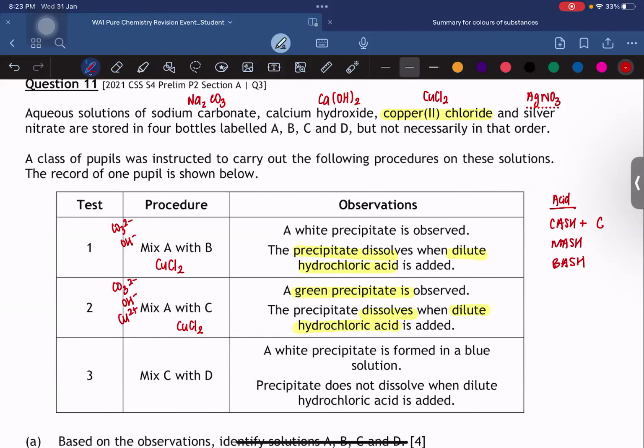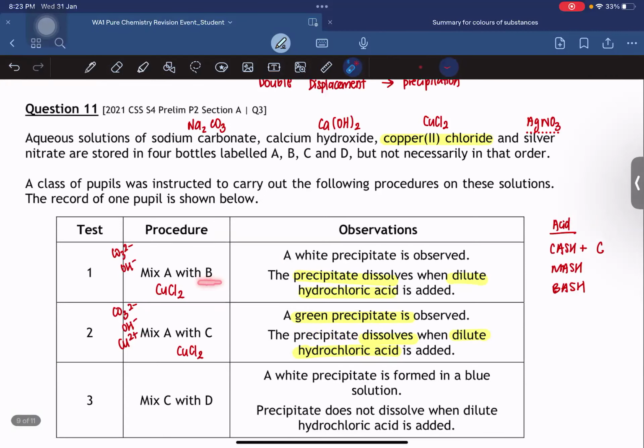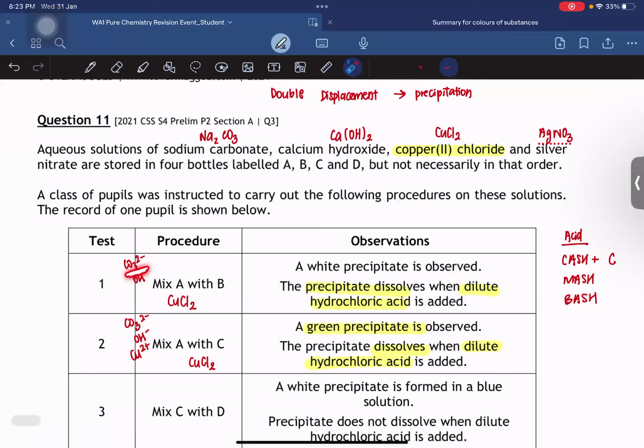Now, to mix with B and form a white precipitate that dissolves with acid, I need to form either a carbonate or a hydroxide. That means my B needs to have a carbonate or a hydroxide. Do you all agree? Looking at our options, what are the carbonates? Number one, sodium 2 carbonate. Does sodium carbonate react with copper chloride to form a white precipitate? Copper 2 carbonate, is it a white precipitate? No. Sodium chloride, is it a white precipitate? No. So therefore, sodium carbonate is out.